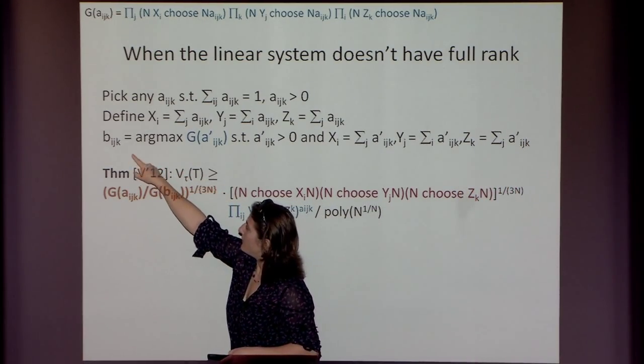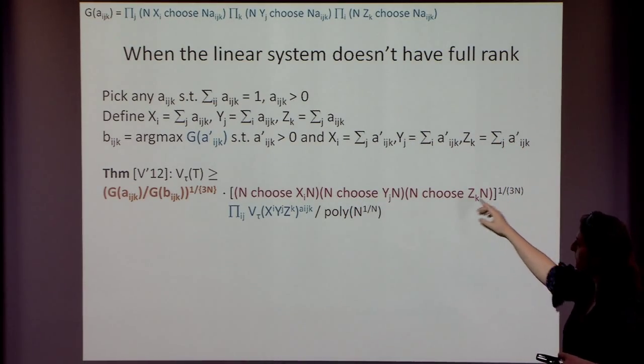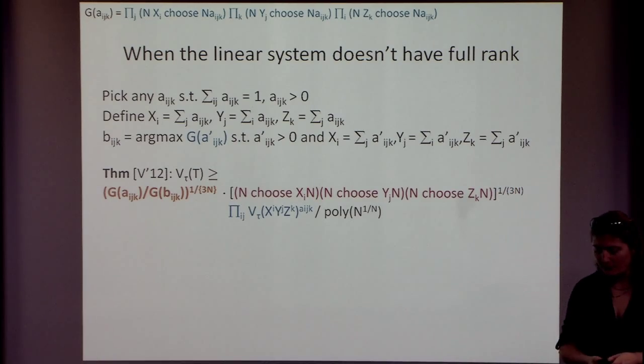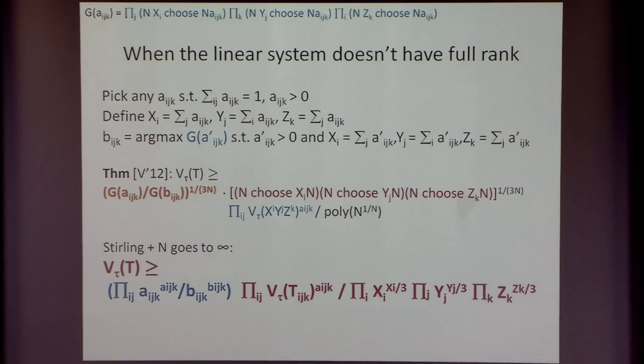is basically that BIJK has to maximize the loss that we're incurring, subject to it also being a solution of the same linear system. So basically, the point is we get the same type of constraint with a little bit of change that comes from the fact that the linear system no longer has full rank. And it allows us to analyze much larger tensors and a larger number of blocks than we had before. So again, you can take Stirling and let n go to infinity and you get this bound.